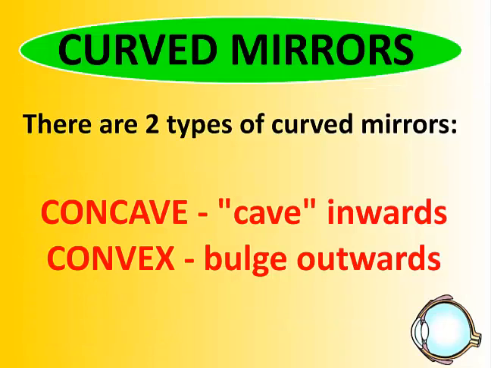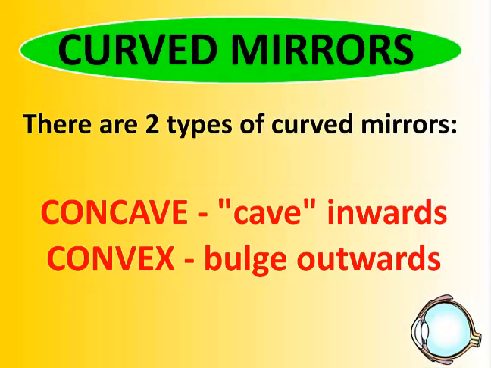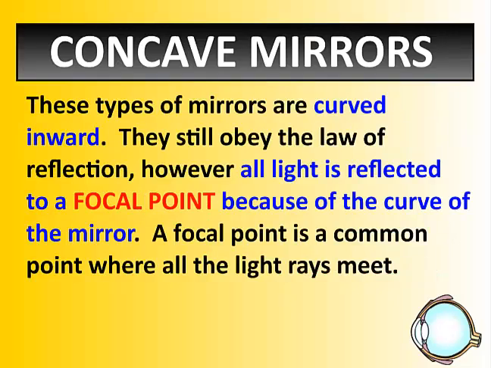But before we get into the physics behind it, there are two types of mirrors you need to know about. There is a concave mirror, which caves inwards, and a convex mirror, which bulges outwards. Okay, concave, convex. These are probably review from an earlier grade, but still, we'll go through them. So let's start with concave. These types of mirrors, as I mentioned, curve inwards, and they still actually obey the law of reflection.